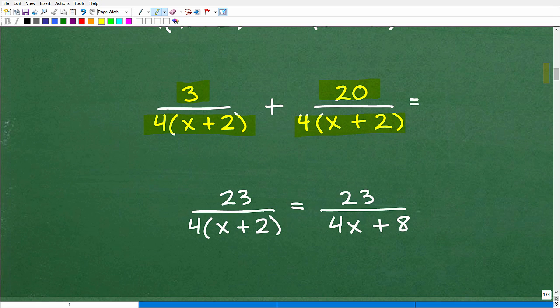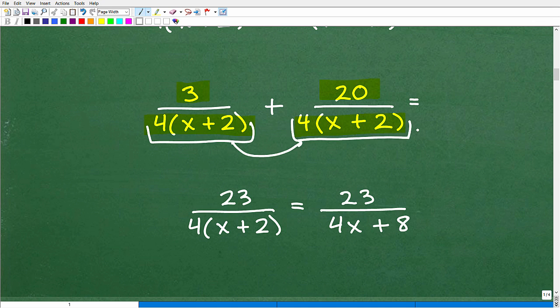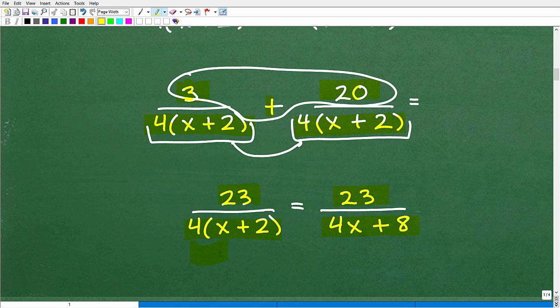But what's the main idea here? The main idea now is that this denominator is the same as this denominator. So now I can just add the numerators, all right? And that's what we do. So we got 4 over x plus 2, just going to write that one denominator, 3 plus 20, that's 23. Now if I wanted to, I could distribute that 4 back in, that would be 4x plus 8. So I can also write it this way. So that is the answer, okay?